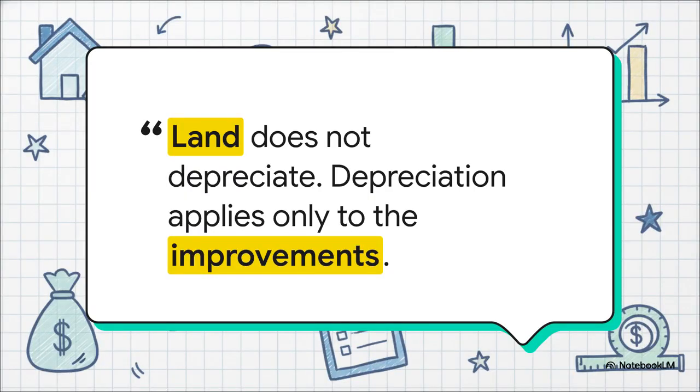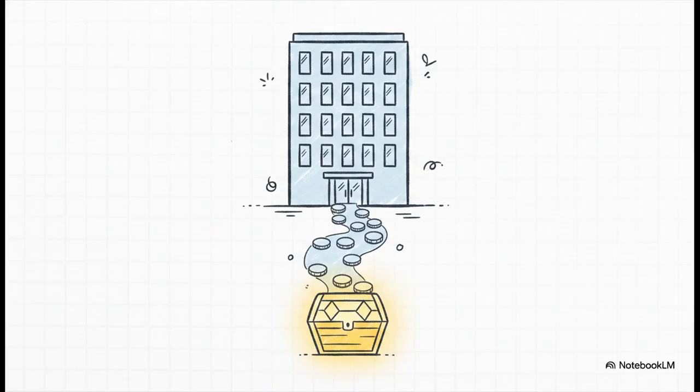But pay super close attention here. You always have to add the value of the land back at the end. Why? Because dirt literally never depreciates. Depreciation only applies to the improvements, the buildings, the structures, stuff like that. So the formula is simply cost to build new minus the depreciation of the building plus the pure value of the site itself. All right, the third and final tool is the income capitalization approach.